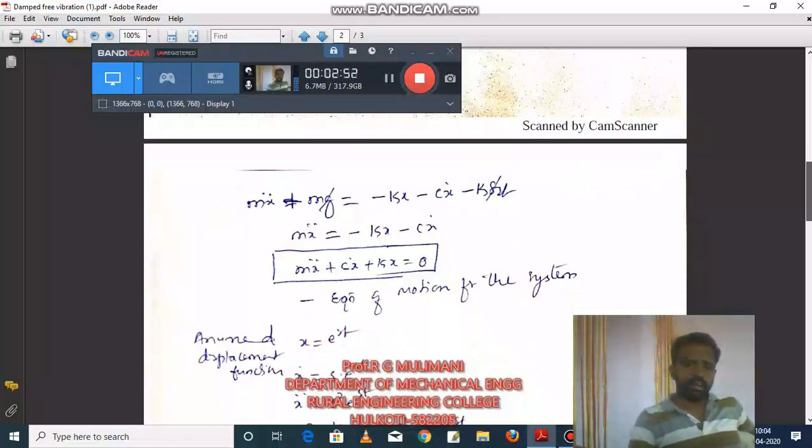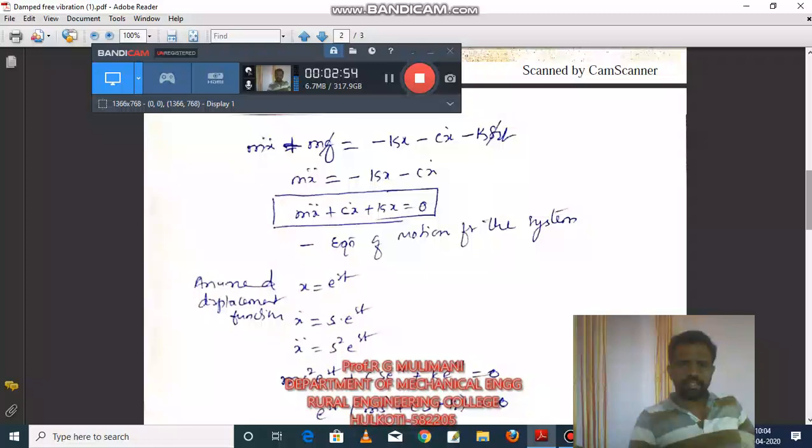Now we assume the displacement function x is equal to e raised to st. It is an exponential function. Why is an exponential function used here? It is a damping system, and the displacement goes on decreasing with respect to time. So we need a function which is either increasing or decreasing with respect to time. The exponential function decreases with respect to time.